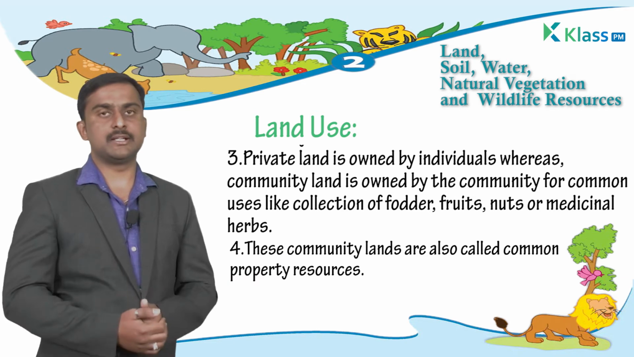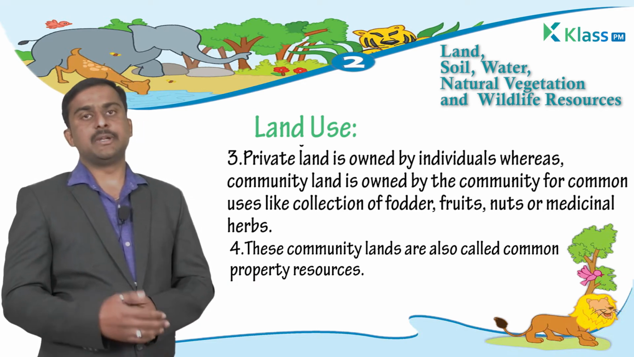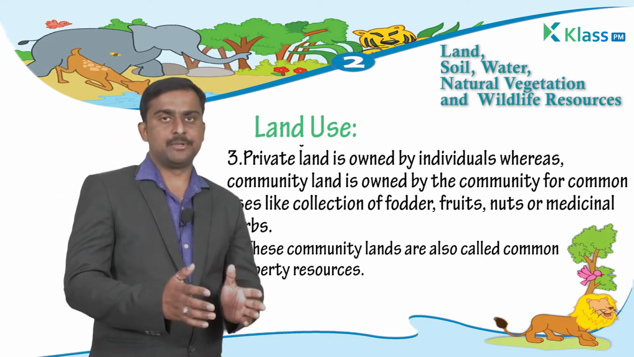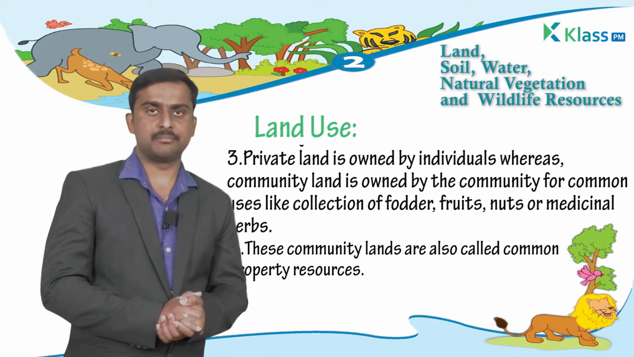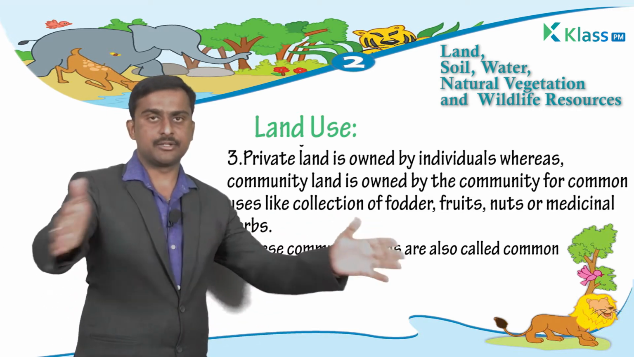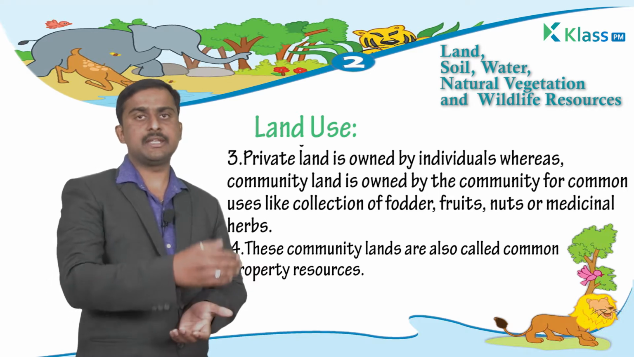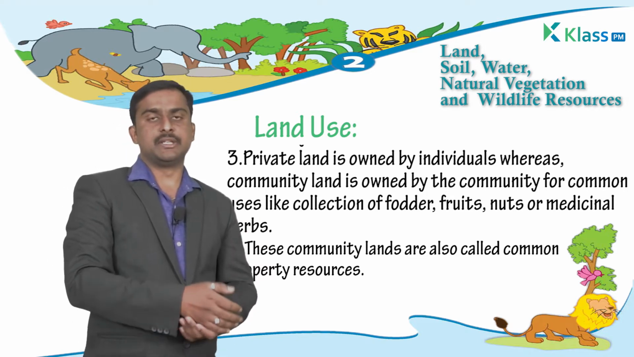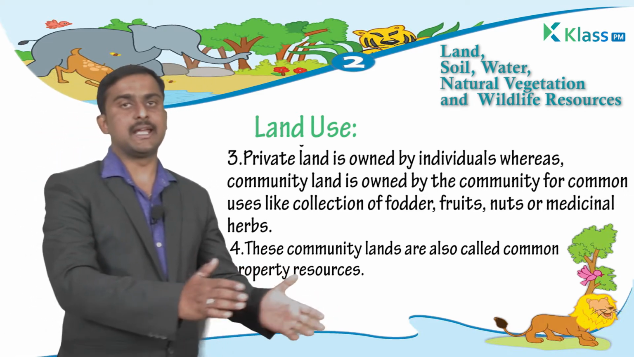Suppose you take a market yard where vegetables, fruits and many things are sold. That land belongs to all the community people who are living around it. That means you, your neighbors, all the people in the surroundings can use that land, and they can come and buy the fruits and sell the fruits, many things that we can do with that land. So that is called a community land.